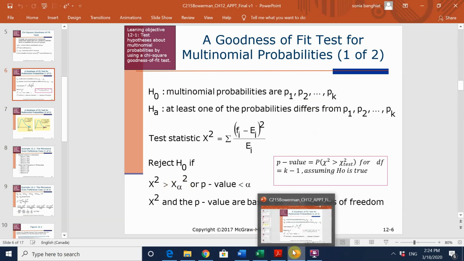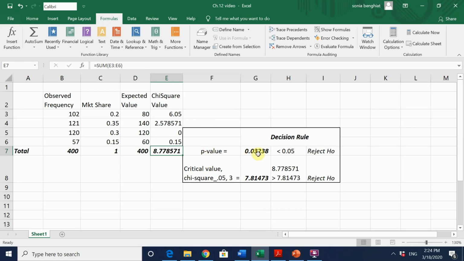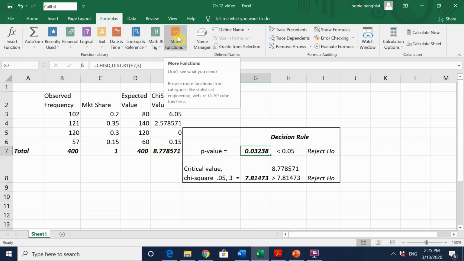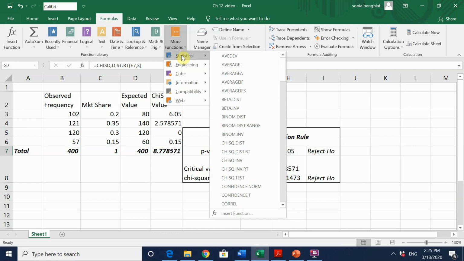If I were to use the p-value approach, so this is my actual p-value for my test statistic of this much. How do I get this p-value? Well, this p-value, if you notice here, is as a result of applying a formula built in Excel. So let's just investigate a little bit more what this formula is about. Okay, so here you go in your Formulas tab, click on More Functions and find Statistical Functions over here. And so here I've got a whole slew of statistical functions that I can apply, or formulas, I should say. So the one I'm interested in is the chi-square distribution right tail area.